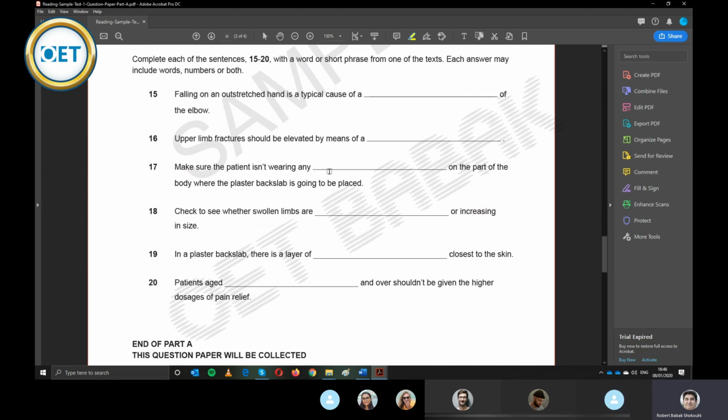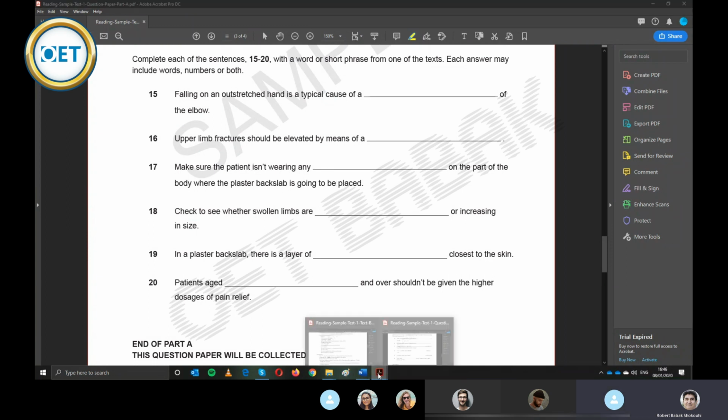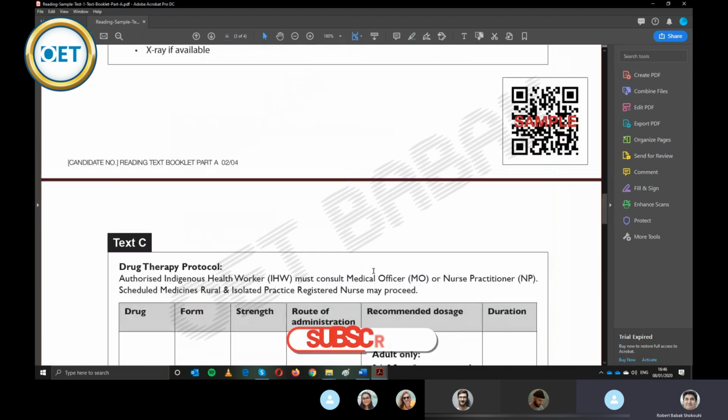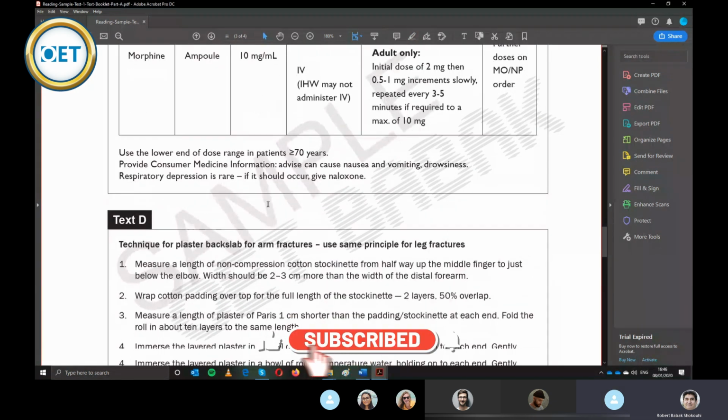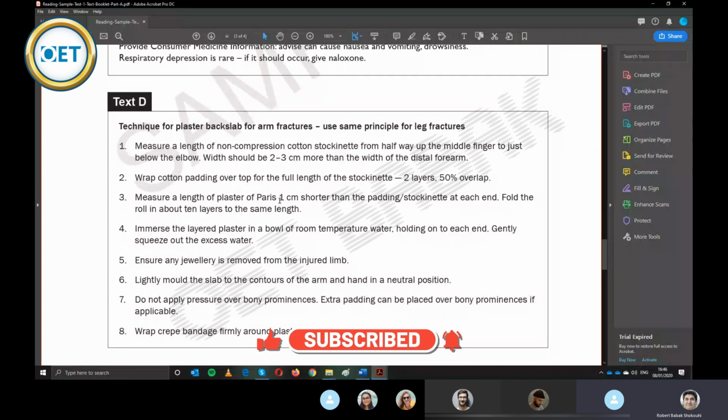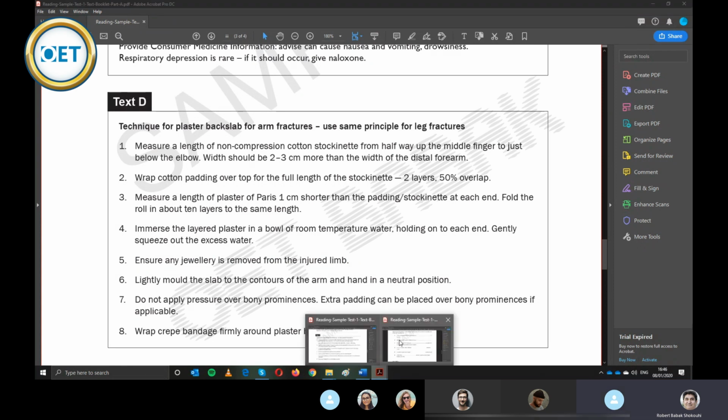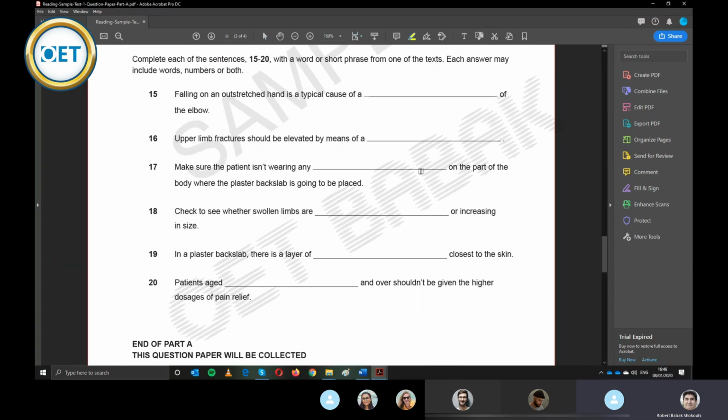Make sure the patient isn't wearing any what on the part of the body where the plaster back slab is going to be placed. Where should I look? Plaster side D. Okay. Ensure any jewelry is removed from the injured limb. So that would be jewelry.